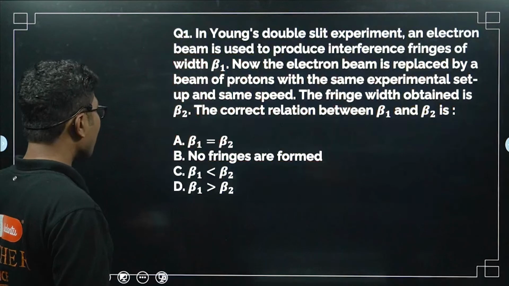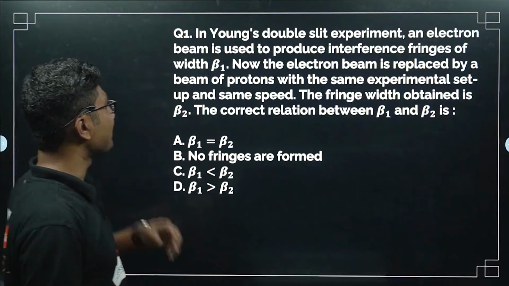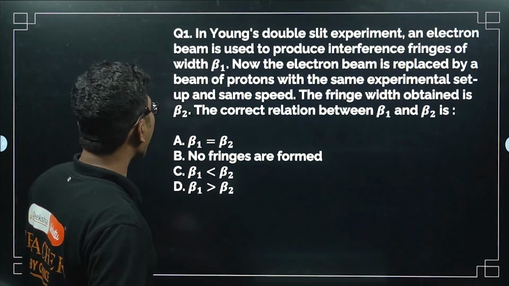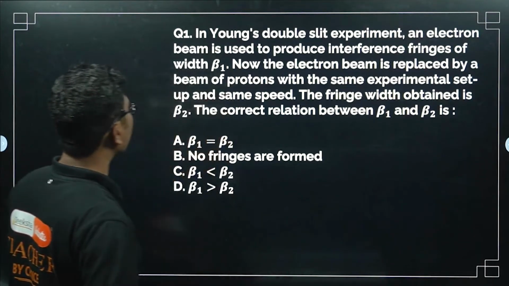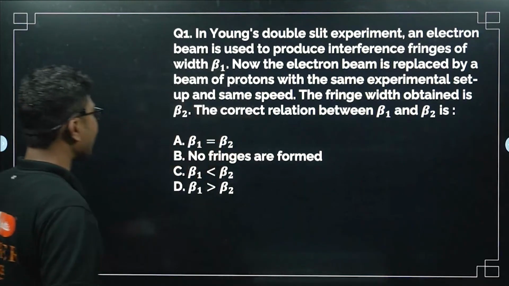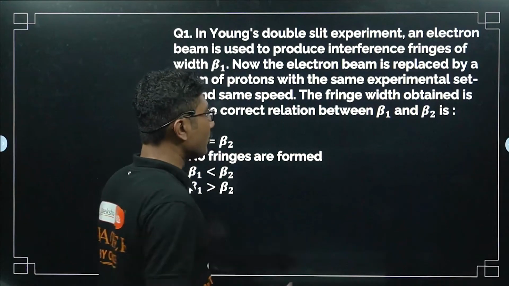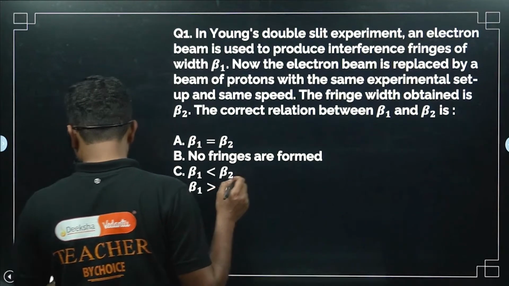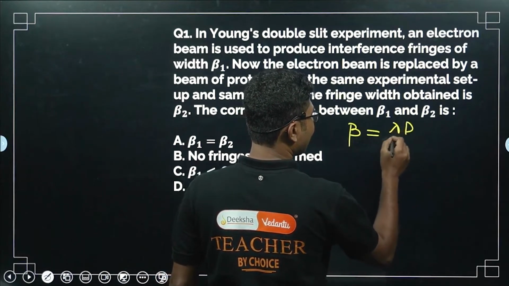So let's move on to the first question of KCET 2024. In Young's double slit experiment, an electron beam is used to produce interference fringes of width beta 1. Now the electron beam is replaced by a beam of protons with the same experimental setup and same speed. The fringe width obtained is beta 2. What is the correct relationship between beta 1 and beta 2? We know that beta is given by lambda capital D by small d.